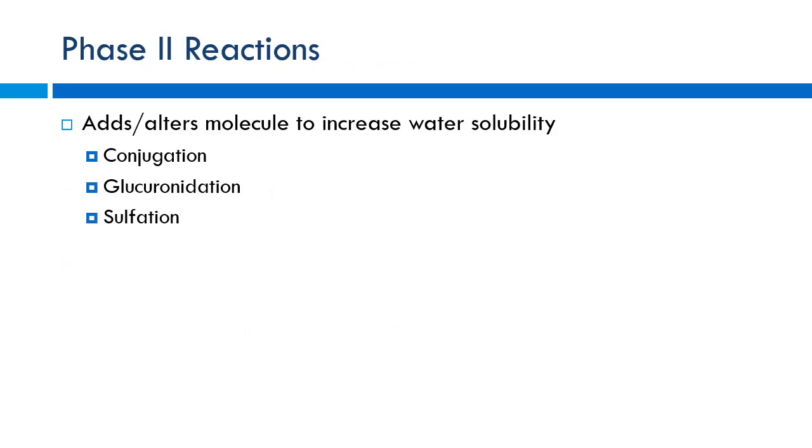With phase 2 reactions, you're going to find this is where we're actually adding on something to the molecule, usually to make it more water soluble. So for instance, I may conjugate a methyl group onto it. I may put a glutathione or glucuronide group, or I may sulfate the molecule in order to get it more water soluble and ready for elimination by the kidney.